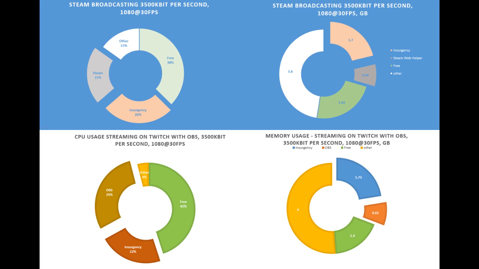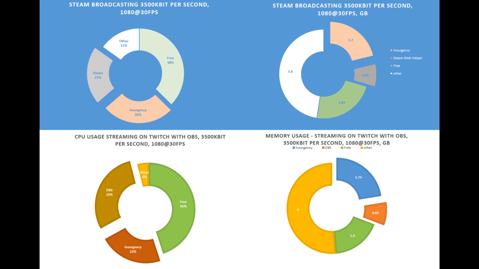So on average, Steam consumed around 21% of CPU calculating power. However, it did range from 16 to 30% of CPU. Insurgency averaged 26%. However, it ranged from 20 to 32, roughly. So we've got quite a big interval of instability where it goes up and down.